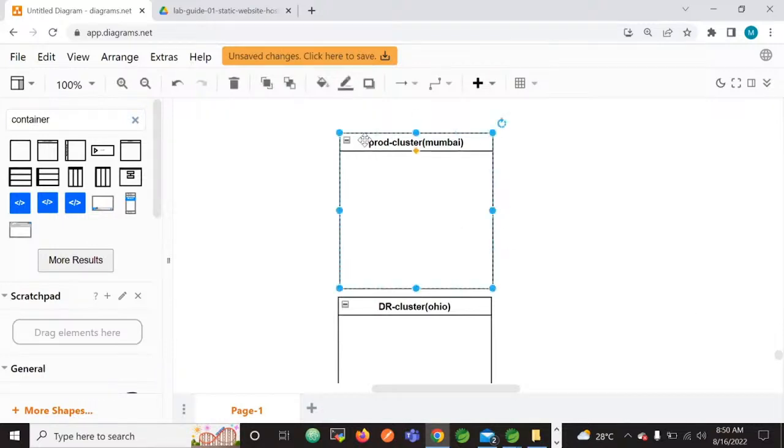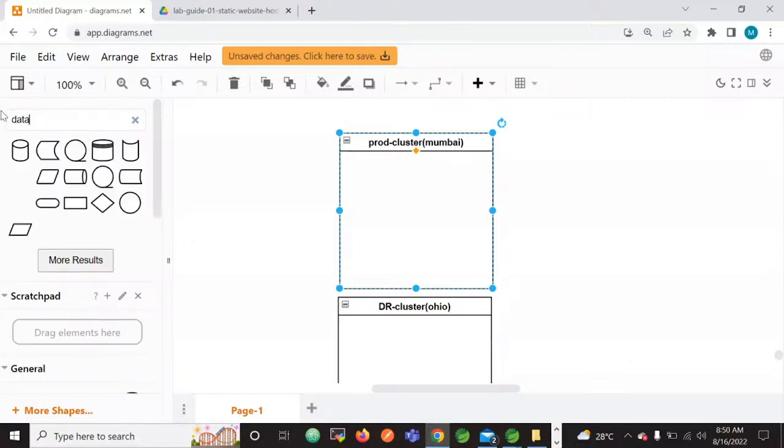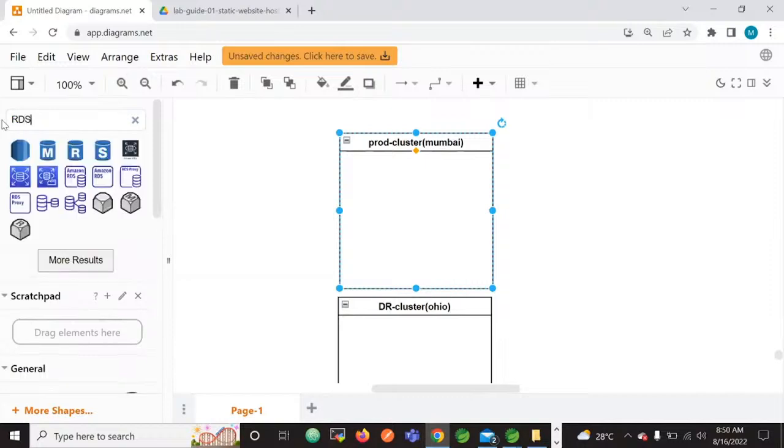Okay, now who will set up these clusters? Cloud engineers. Fine. Now there are databases, isn't it? RDS and any other. Maybe we can use the RDS. So yes, assume this is the database. This is the database it is using.